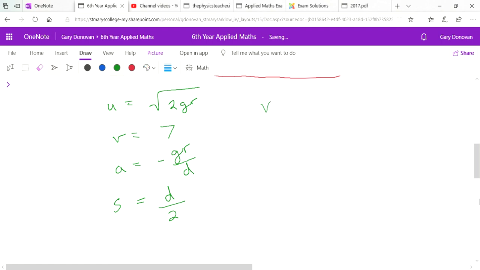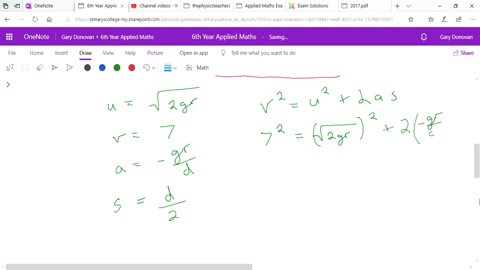So we have v squared equals u squared plus 2as. 7 squared equals square root 2gr all squared plus 2 times minus gr over d, all times d over 2. And using d over 2 here is important because that allows the d's to cancel. But again, that might jump out at you right at the start. It's a matter of playing around with these, and it's just practice.